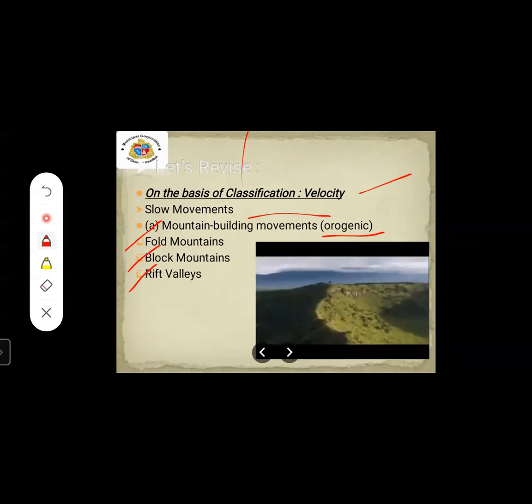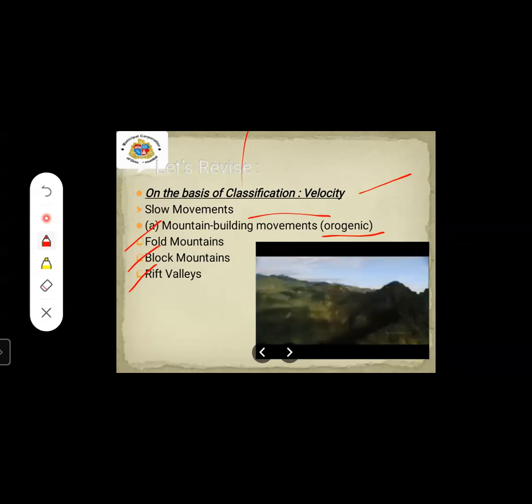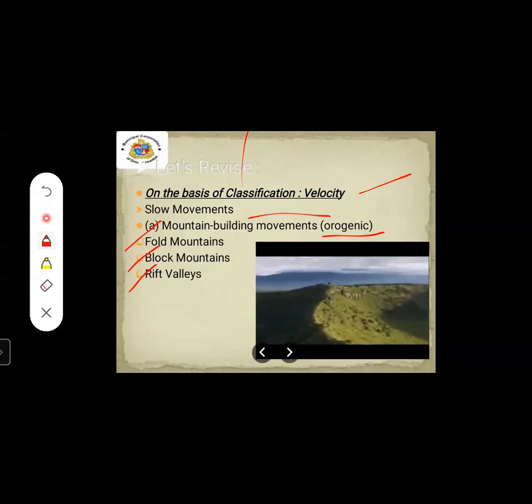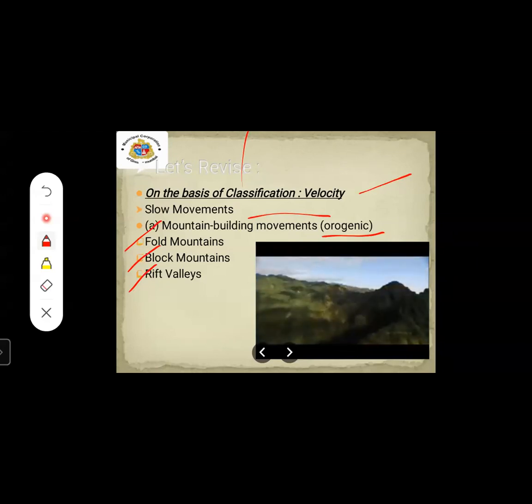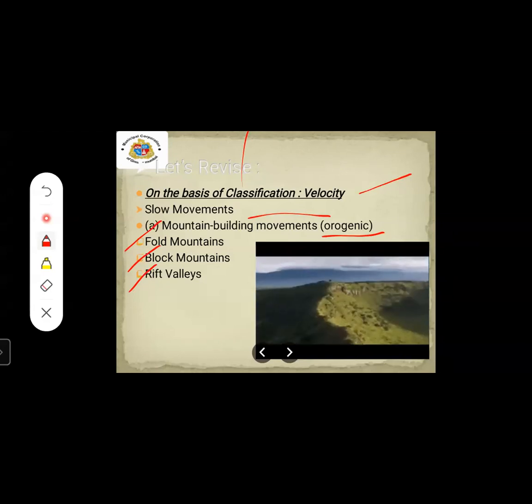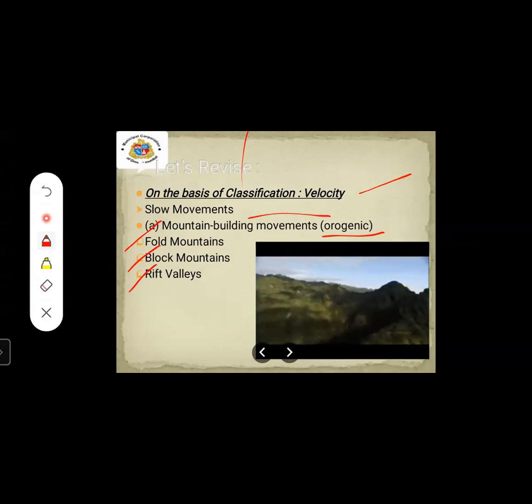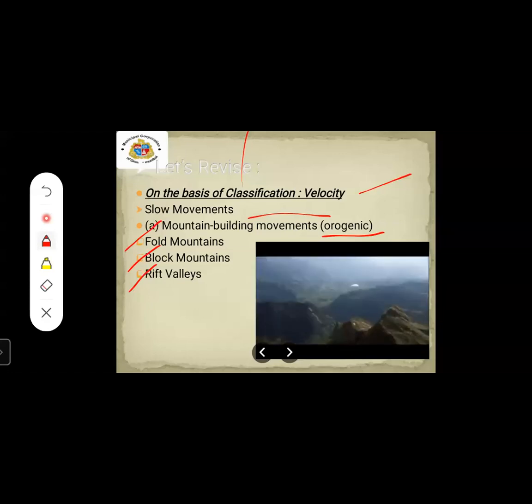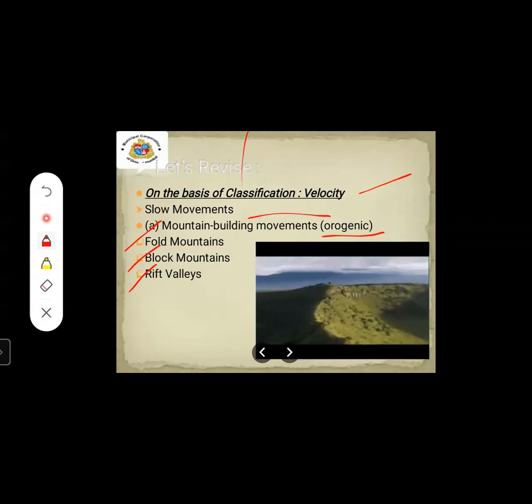Due to this instability, we see natural events on the earth, like what we have just studied: floods, snowfall, extreme rainfall, earthquakes, volcanic eruptions. These are the natural events caused by the instability in the earth's interior. Yes, these are the main reason. We have to keep it in our mind.